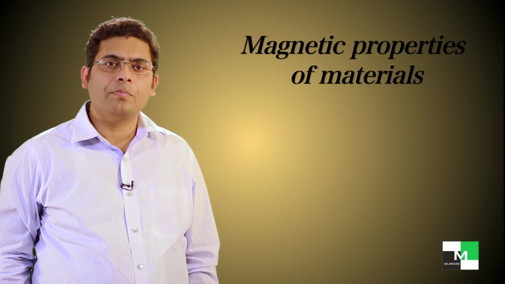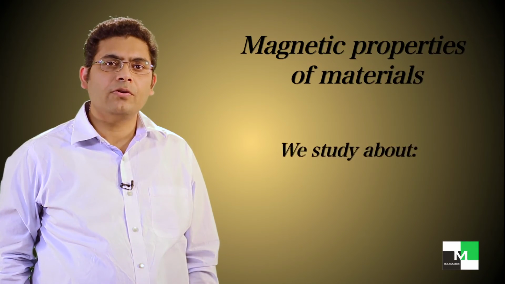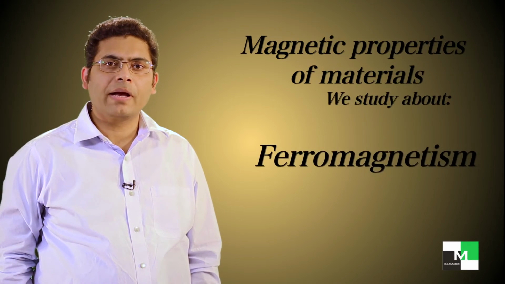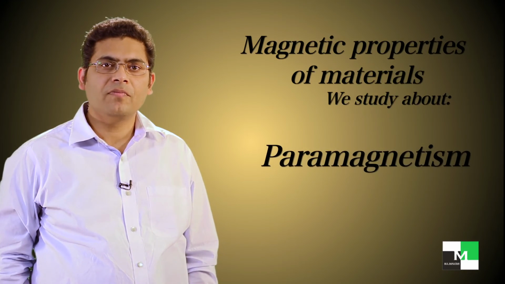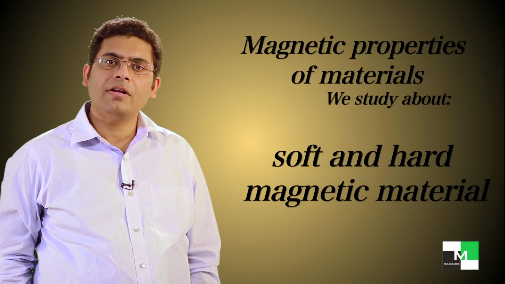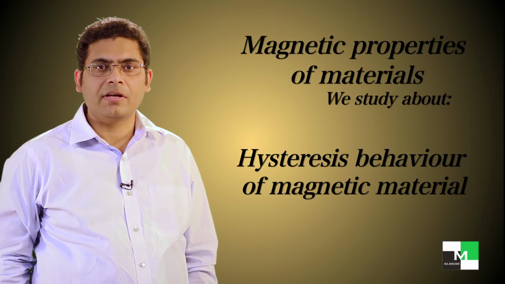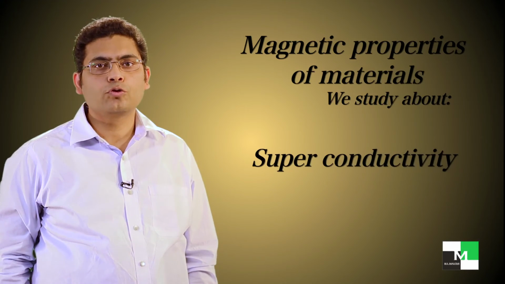Our next topic can be the magnetic properties of material. Under this topic, the various things that we need to study about are ferromagnetism, paramagnetism, ferrimagnetism, anti-ferromagnetism, soft and hard magnetic material, hysteresis behavior of the magnetic material, and also about superconductivity.